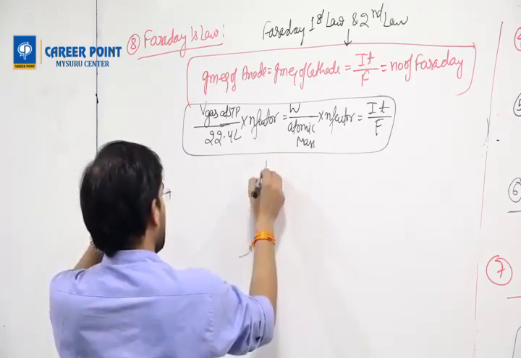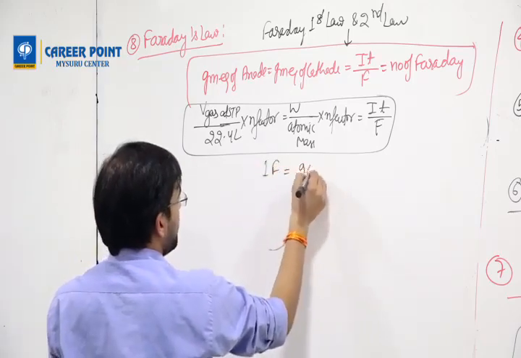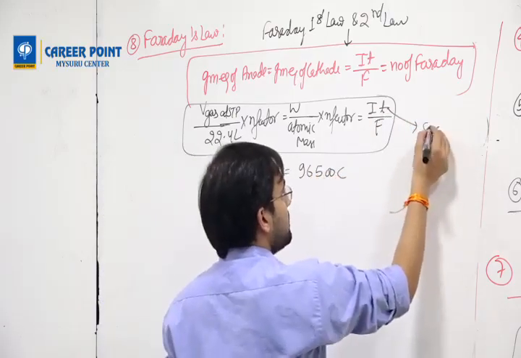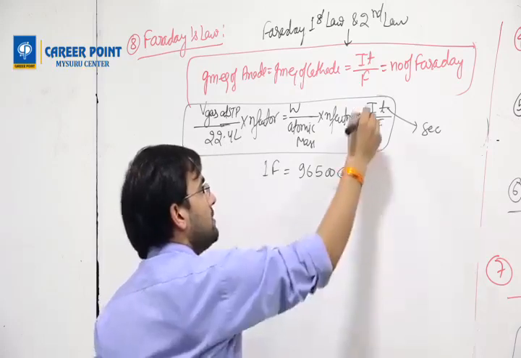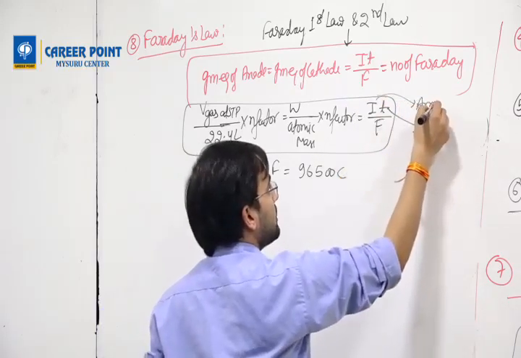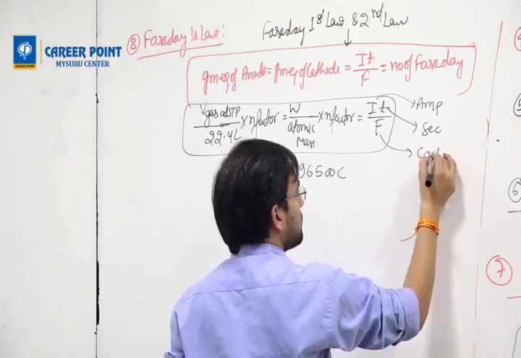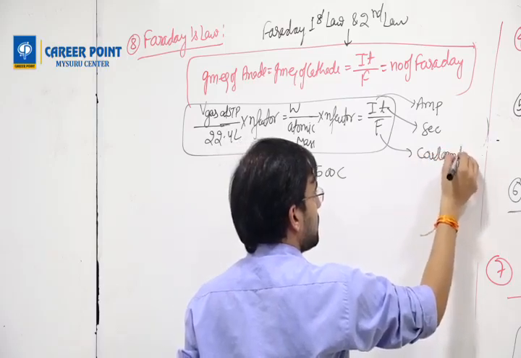So what is F? 1F equals 96,500 coulomb. Time must always be in seconds, current must always be in ampere, and this must be in coulombs.